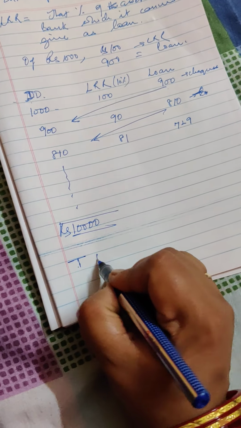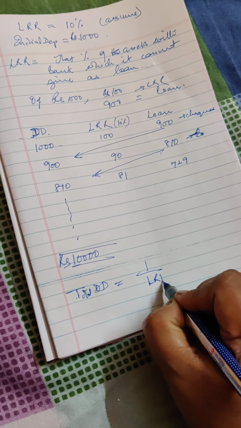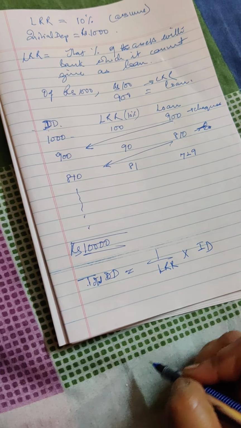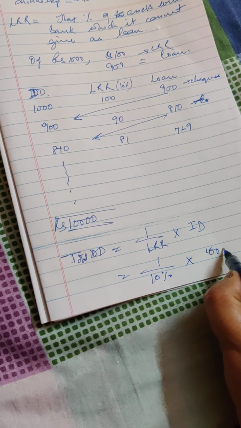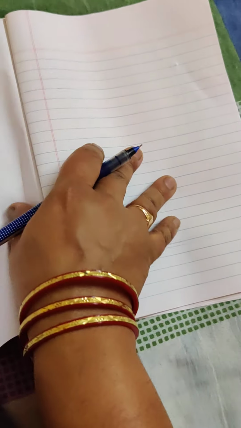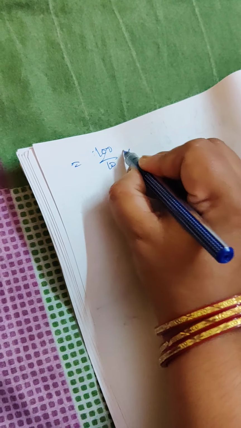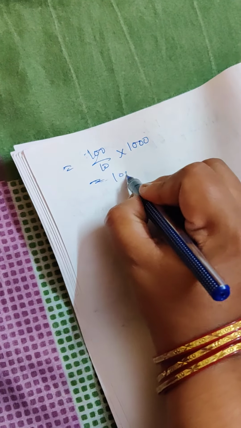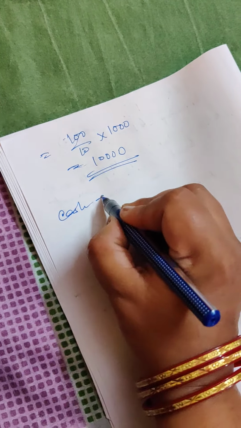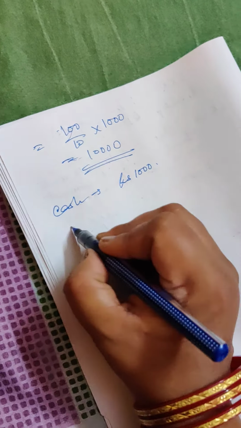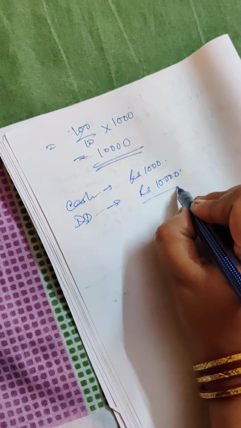which is equal to the total demand deposits is equal to 1 upon LRR into the initial deposits, which is 1 upon 10% into 1000. So 100 upon 10 into 1000. So that means of the cash of rupees 1000, the demand deposits created by commercial banks became rupees 10,000.